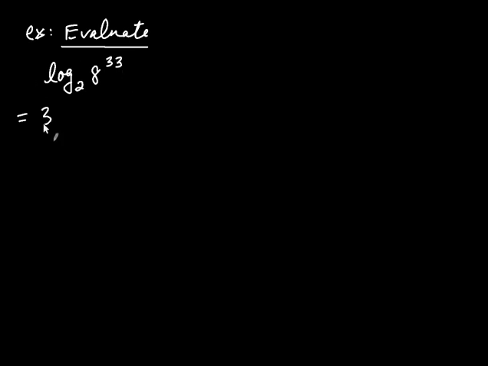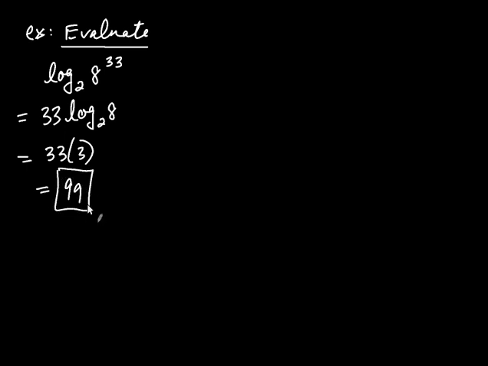So this is the same thing as 33 times log base 2 of 8. And then we can evaluate the log, right? Log base 2 of 8 is equal to 3. So this is 33 multiplied by 3, and that's equal to 99, which is our answer. So that's the most important property of logs, is that the power comes down as a coefficient. Let's take another one.